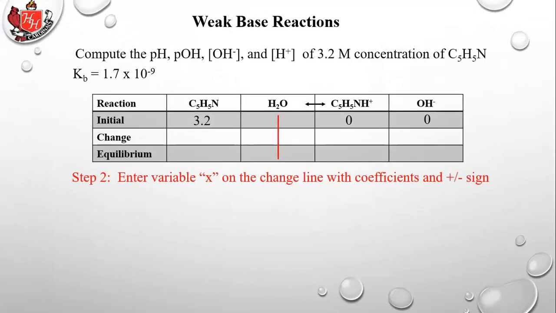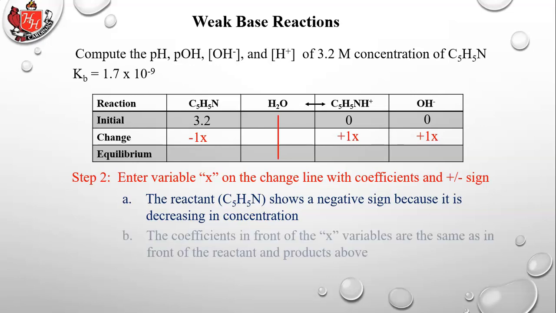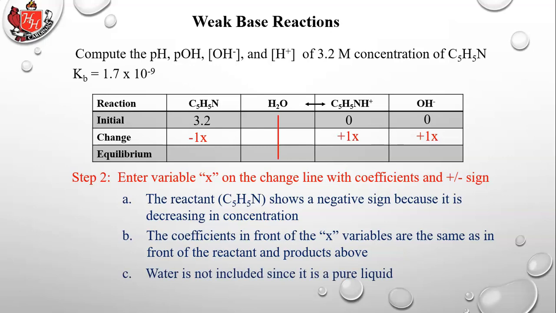Okay, now we're going to go on and do our change line. All the coefficients are 1, so it's minus 1x, plus 1x, plus 1x. So down below, it's simply a subtraction on the left and addition on the right. The reactant C5H5N shows a negative sign because it is decreasing in concentration. The coefficients in front of the x variables are the same as in front of the reactant and products above, which are all 1s. Water is not included since it is a pure liquid.